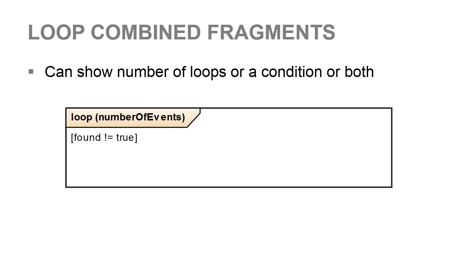In a loop combined fragment, we can show the number of iterations through the loop as part of the name of the loop, and we can also show a condition in square brackets inside the interaction operand. So this loop will loop number of events times, while found is not equal to true. Let's see these two in Enterprise Architect and then come back to look at opt and alt.